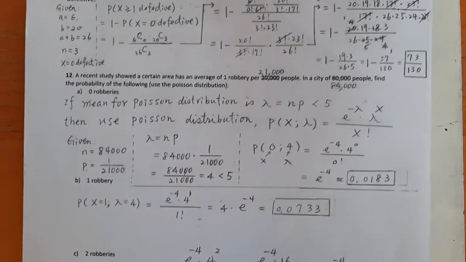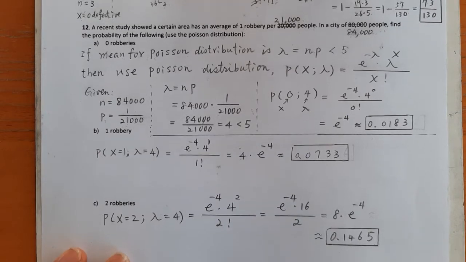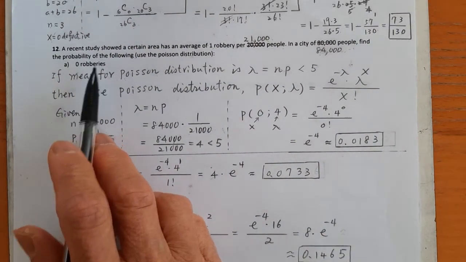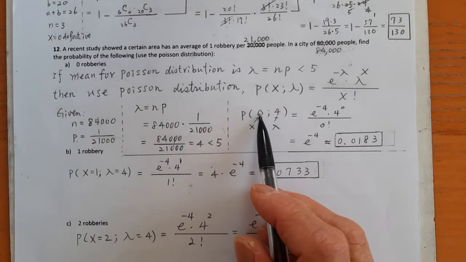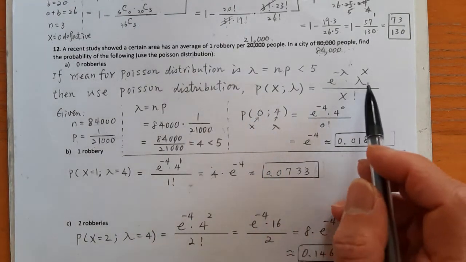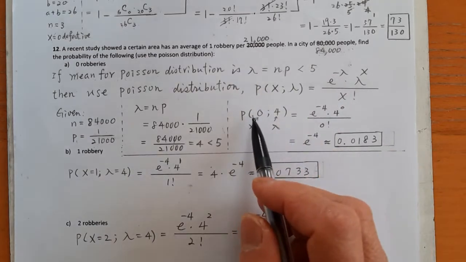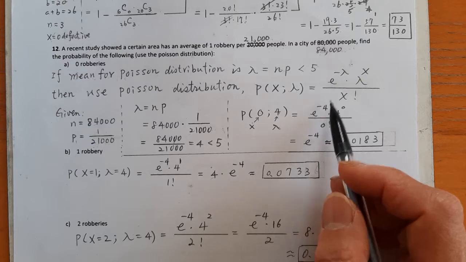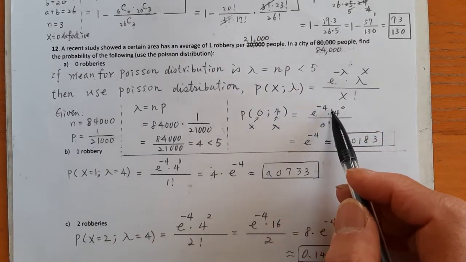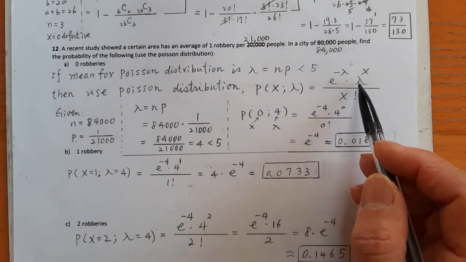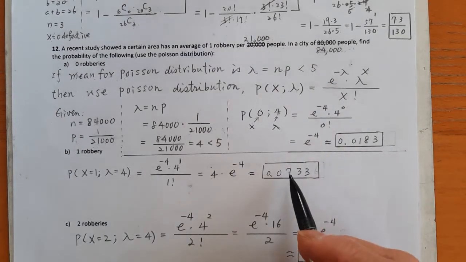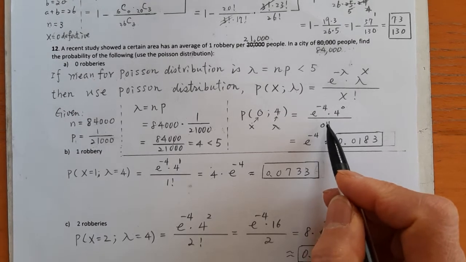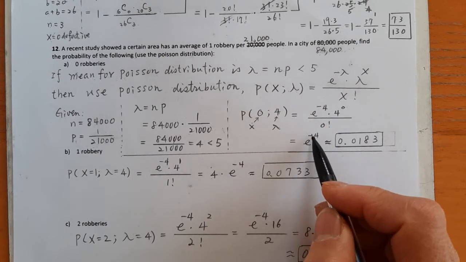Now, for this one, we are looking at 0 robberies. So x is 0 and lambda is 4. So it equals e to the power negative lambda, which is negative 4, times lambda to the power x, which is 4 to the power 0, that is 1. 0 factorial is also 1, so that equals e to the power negative 4.